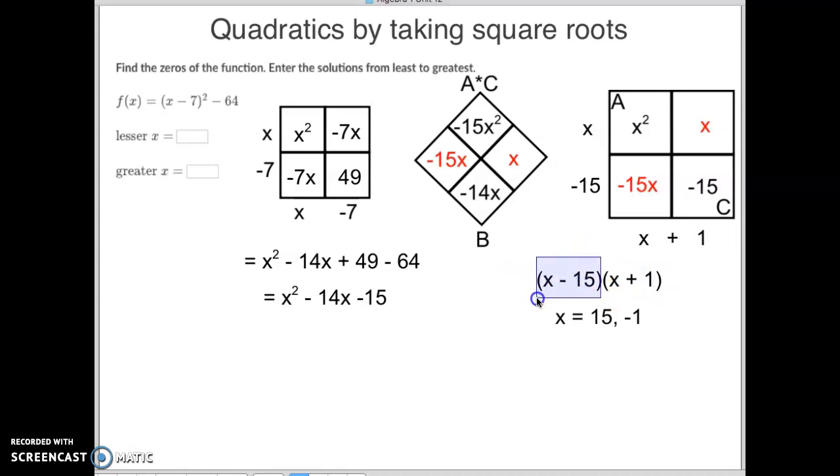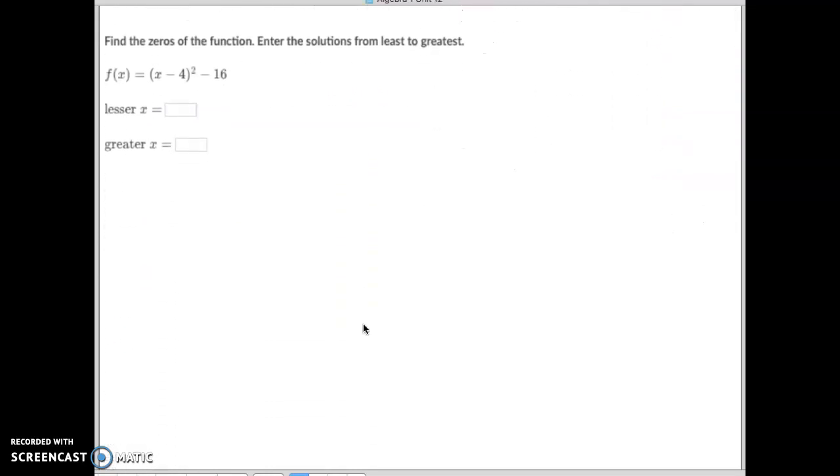This one, if we do zero product property on this, would equal positive 15. And this one right here, if we do zero product property, would equal negative 1. So our x-intercepts are negative 1 and positive 15. The lesser one is negative 1. The greater one is positive 15. You may want to watch that a couple times just to make sure you know what you're doing on that one. However, there is another type that they are going to throw at you, so I wanted to go over that as well.